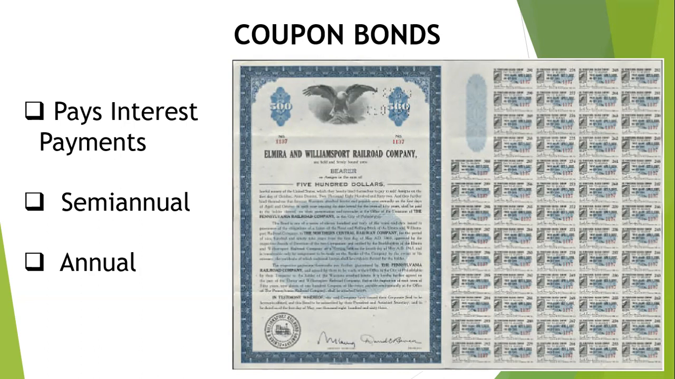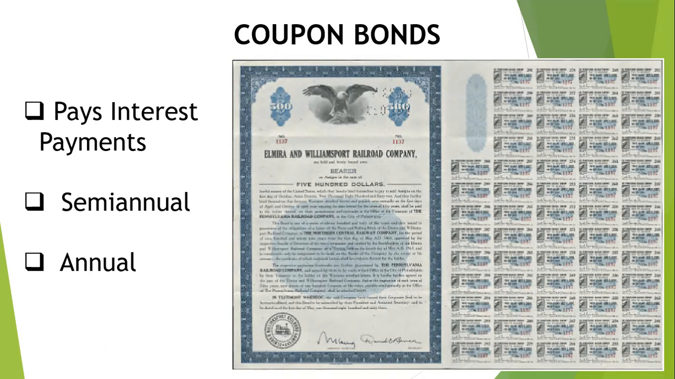So we know that coupon bonds are a type of bond that pays periodic interest payments known as coupons, and they are paid to the bondholders. Now, these interest payments are typically made semi-annually or annually, and they represent a fixed percentage of the bond's face value. At maturity, the bondholder receives the face value of the bond.